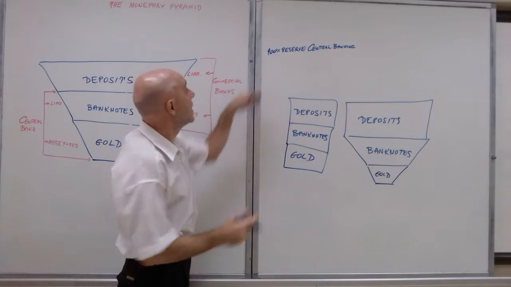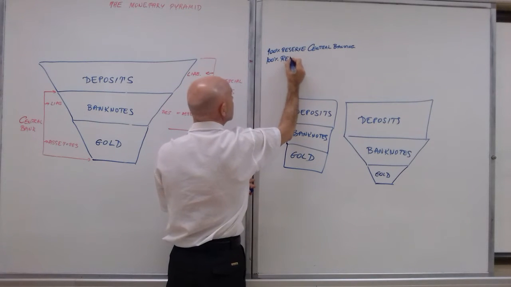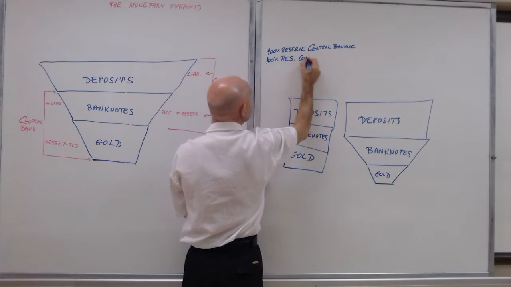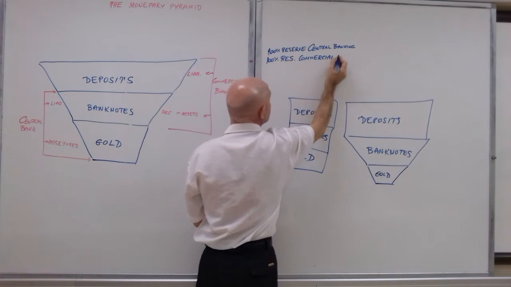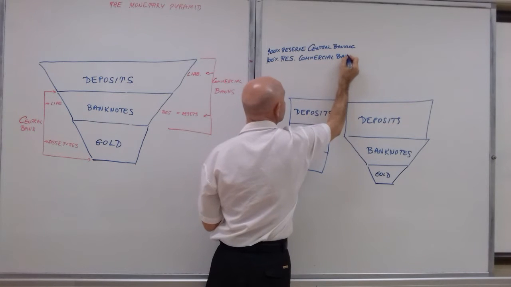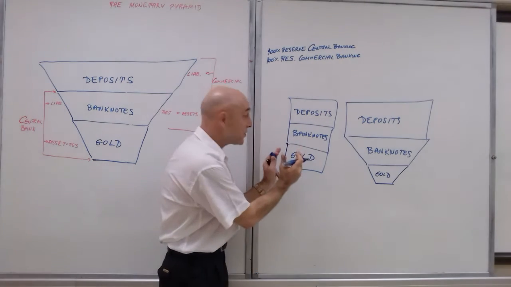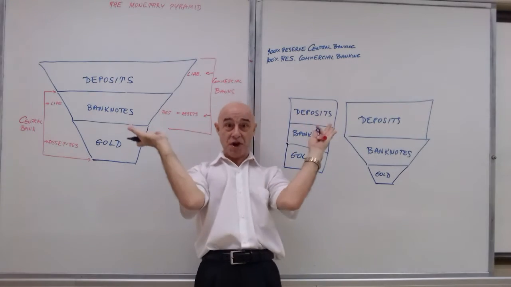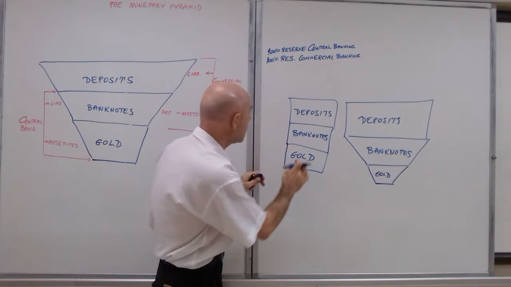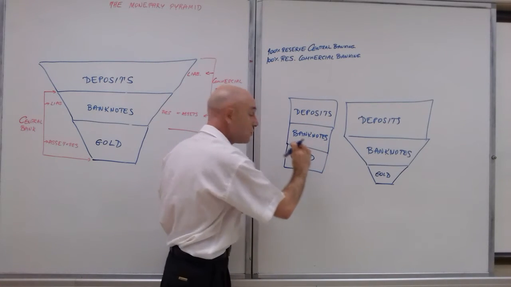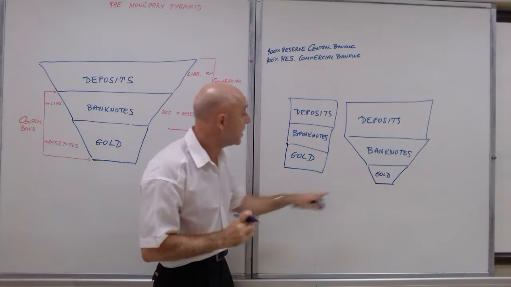And then we say 100% reserve commercial banking. When you have 100% reserve, you don't have a pyramid going up like this. You've got a straight line. In other words, the banknote quantity is the same as gold, and the deposit quantity is the same as banknotes.